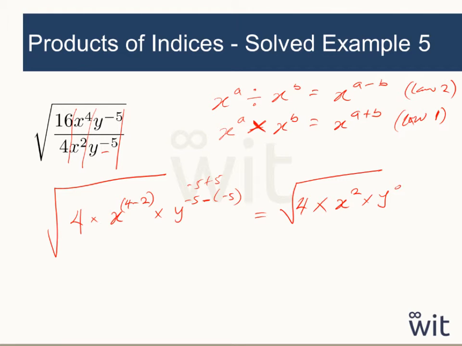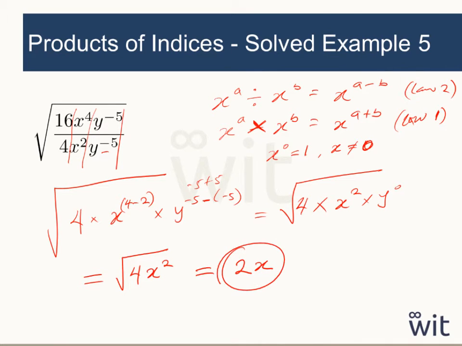Now, from our third law of indices, it states any variable raised to the power of 0 will be 1, as long as that variable is not equal to 0. So we'll go ahead and follow up on that one. That will be the square root of 4, and then this is 1. So 4x squared times 1, which is 4x squared, and then that will be equal to 2x. And then this is our final answer.